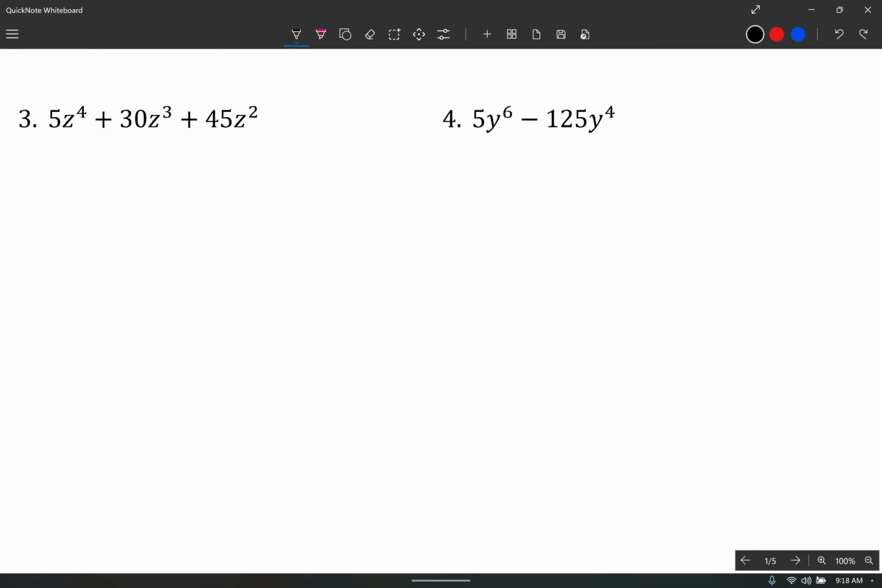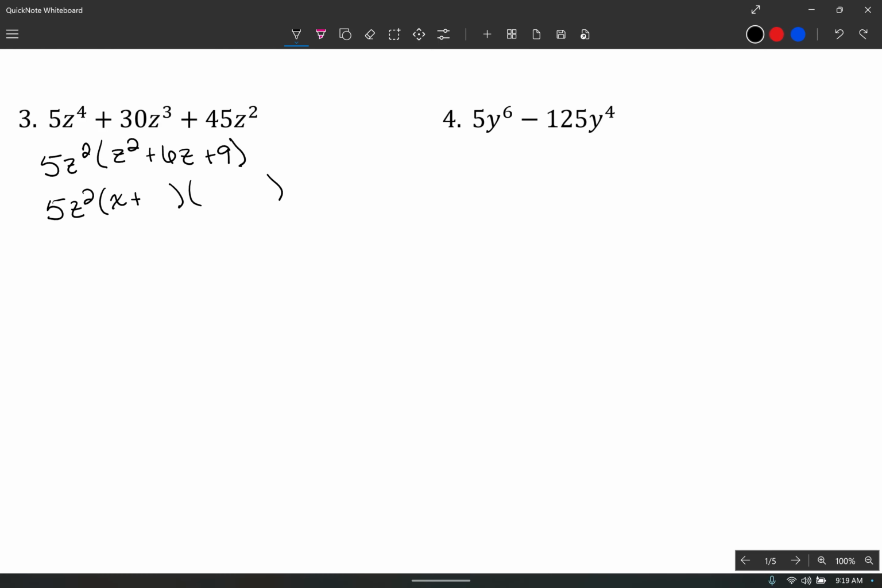On number 3, our greatest common factor is 5z to the second. So 5z to the fourth divided by 5z to the second is z to the second. 30z to the third divided by 5z squared is 6z. And 45z squared divided by 5z squared is 9. Now I'm left with a trinomial. I'll factor that into two binomials.